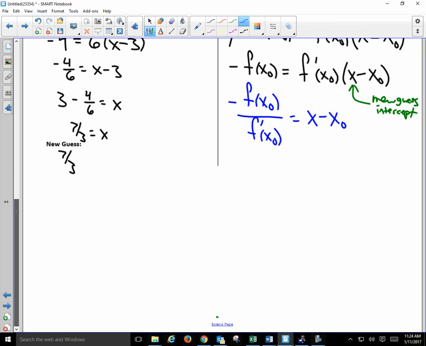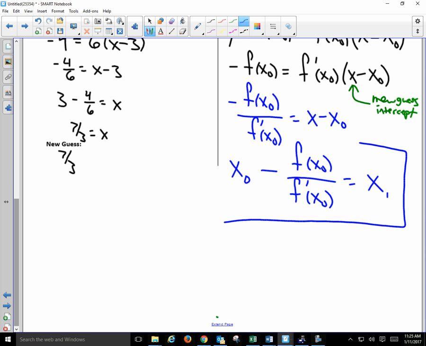And finally, we add the x over. So x sub 0 minus f of x sub 0 divided by f prime of x sub 0 is equal to x, and I'll call it x sub 1, being our new guess. This is the formula for Newton's method.